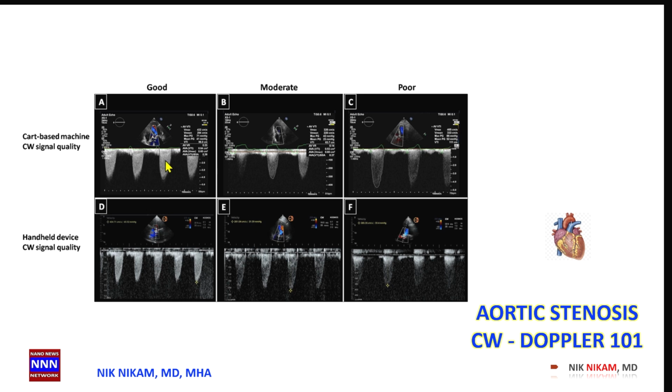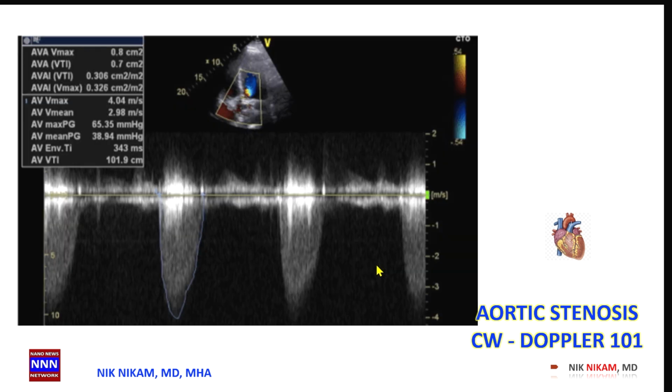The waveforms also differ in patients with subaortic stenosis or hypertrophic cardiomyopathy as compared to patients with aortic stenosis. In patients with hypertrophic cardiomyopathy, you can see a dagger-shaped waveform, whereas in patients with aortic stenosis, you see sort of a uniform waveform. A handheld device may be good for screening purposes, but it's not something I would use to determine the real degree of aortic stenosis and the condition of the heart valve.